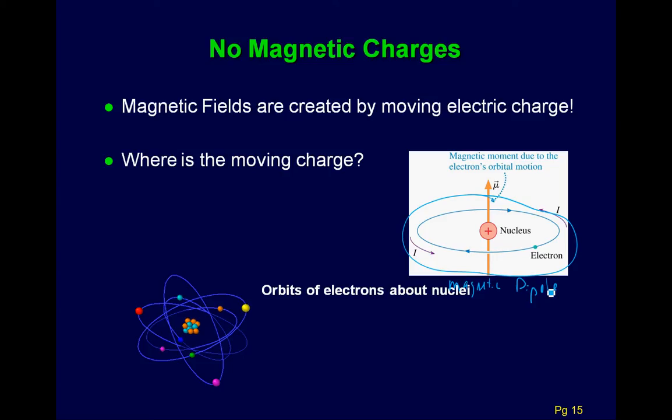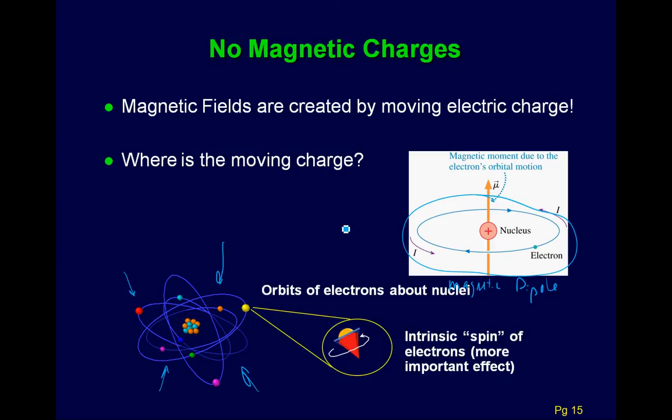Now, in reality, this is true, but in most atoms, there's a whole bunch of electrons moving around, and so this effect tends to cancel out. All right, and actually what's the stronger effect is what's called the spin of the electron.